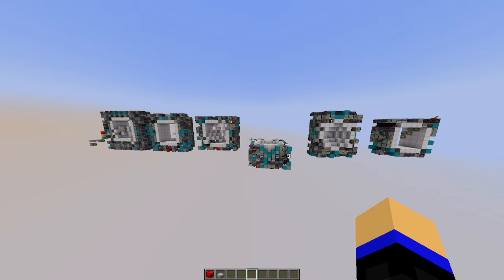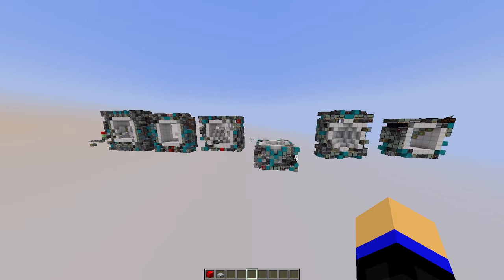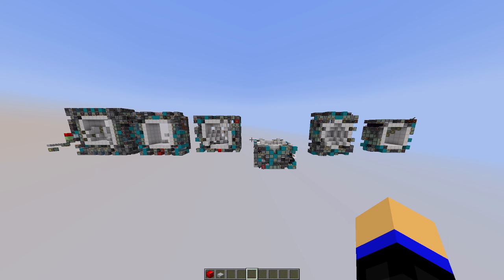So that's 6 doors, and out of these 6 doors, all of them broke. So Mojang, if you're seeing this, please fix it.